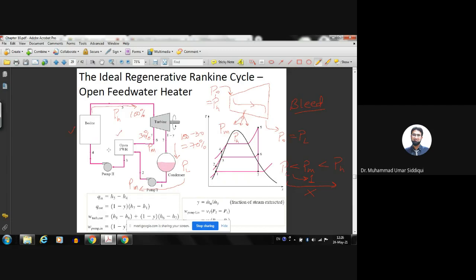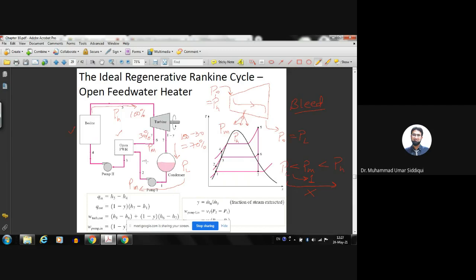An open feed water heater is basically a simple open box where you can put two different fluids together and mix them physically. So the working fluid, which was divided into two parts, 30% and 70%, now meets and mixes back again. From 30% plus 70%, it becomes 100% again in the open feed water heater.